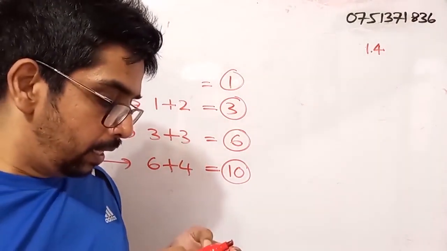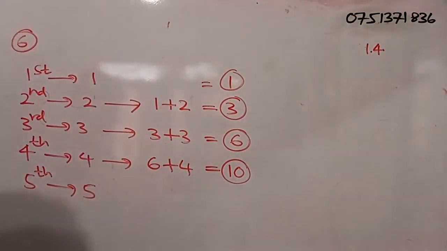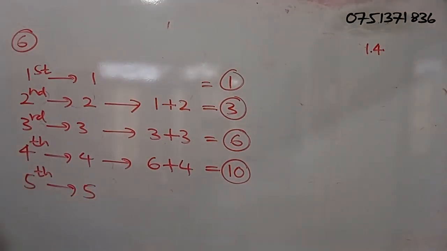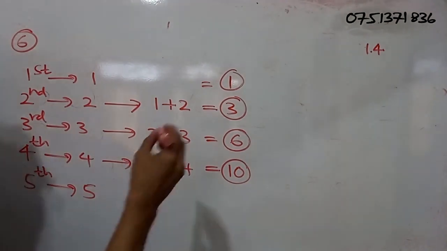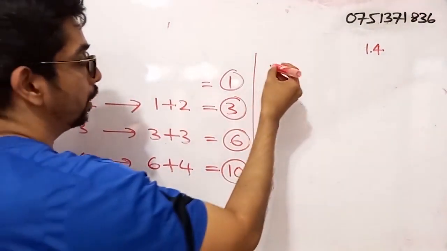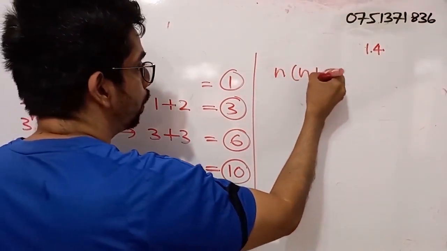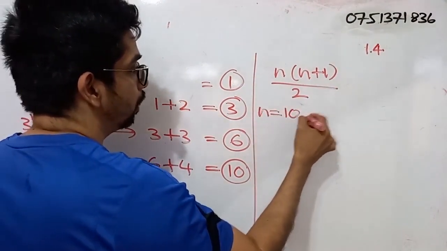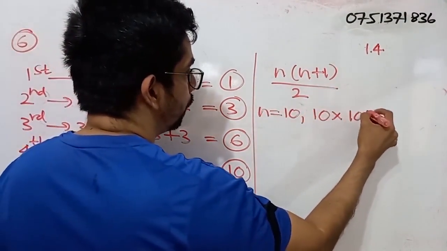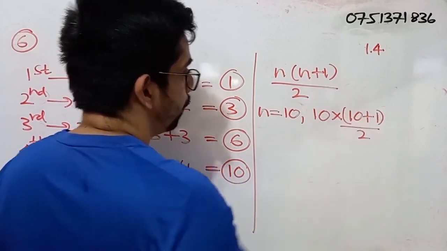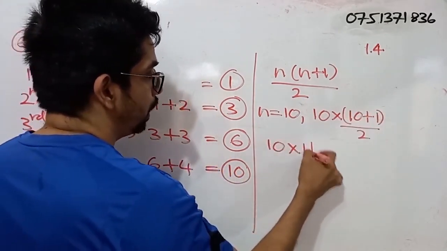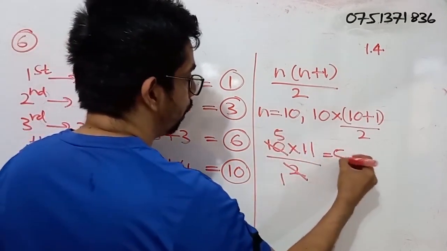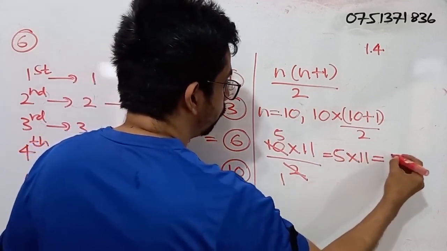Number pattern. Right? So they are asking how much money is in the till by the end of the 10th day? 10th day. What is the general term of the triangular number pattern? n into n plus 1, the whole thing divided by 2. So here n becomes 10. So 10 into 10 plus 1, whole thing divided by 2. So 10 into 11, whole thing divided by 2. 2 times 1 and 2 times 5. 5 into 11, we know that is 55.